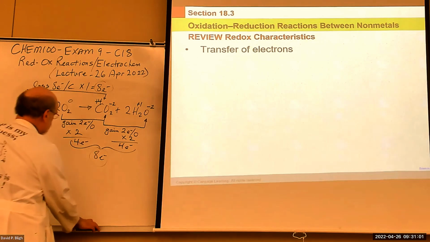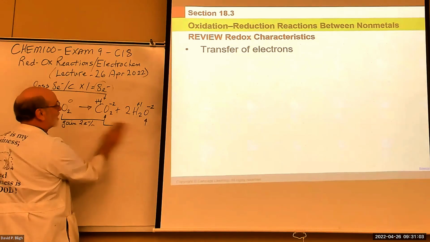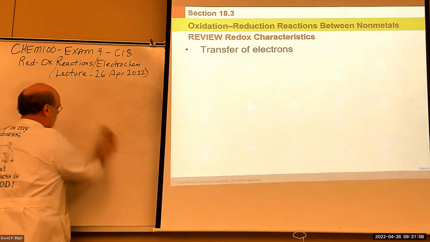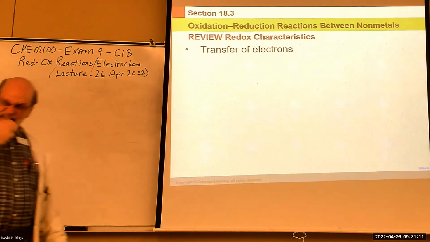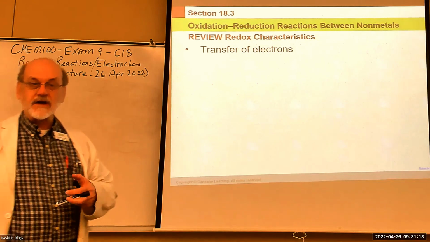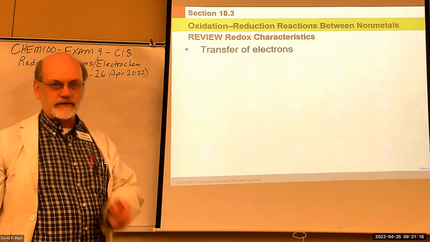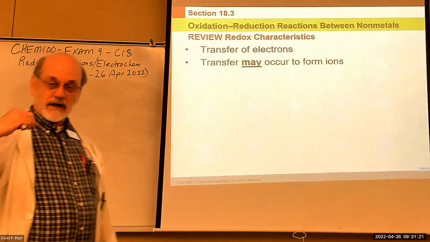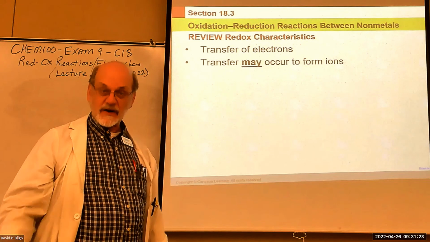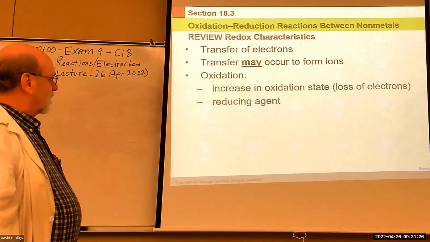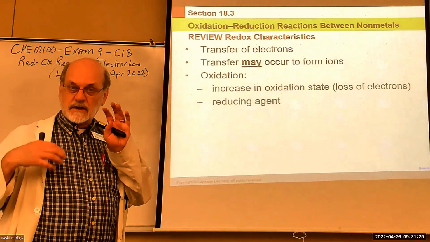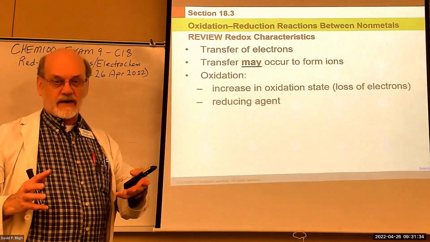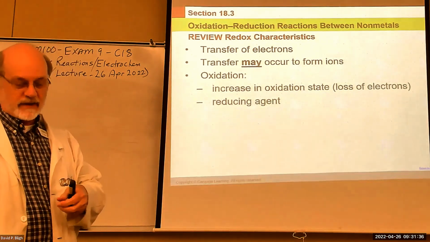Just a little review. Characteristics of redox reactions. The one defining characteristic of redox is transfer of electrons. You can transfer electrons to form ions, that's possible. Or you can transfer among elements in compounds that do not form ions. In other words, they're in covalent compounds.